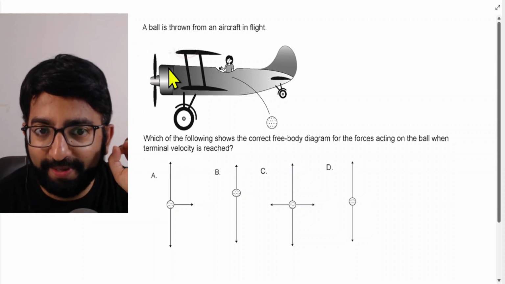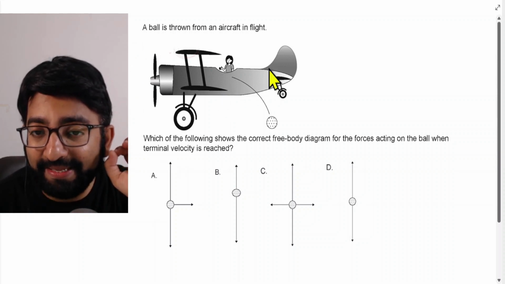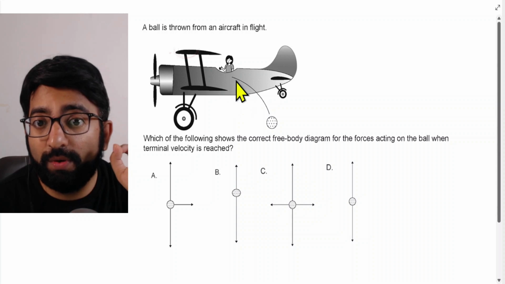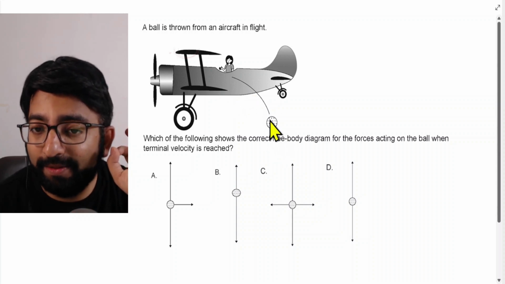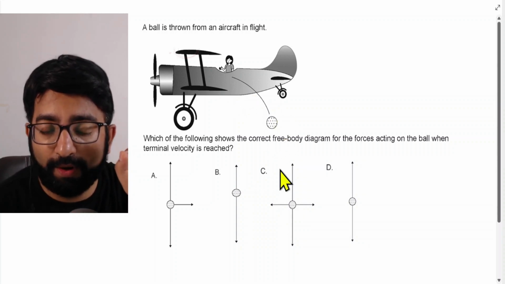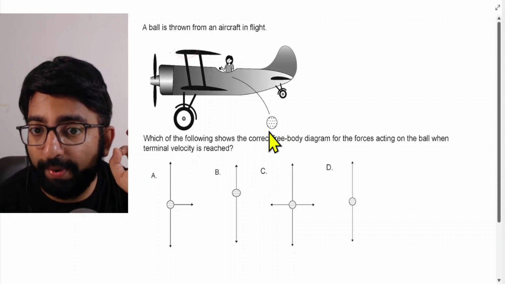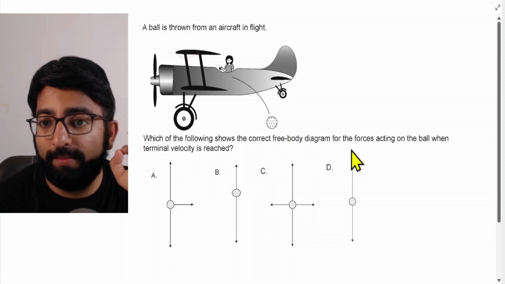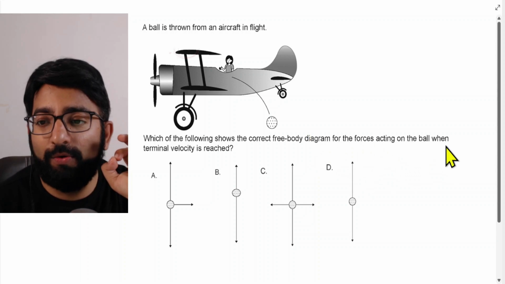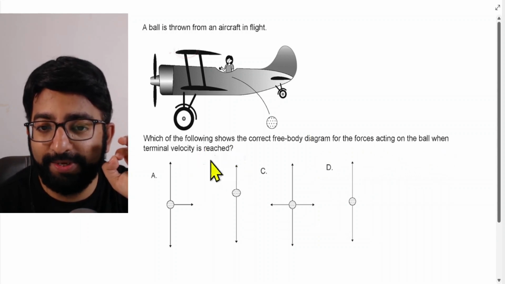So here it is mentioned that we have a ball which is initially inside an aircraft and it is thrown out of an aircraft. Then the ball starts to fall towards the ground. The question is, which of the following shows the correct free body diagram showing the forces acting on the ball when the terminal velocity is reached?